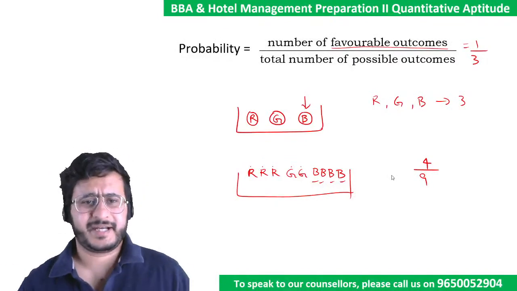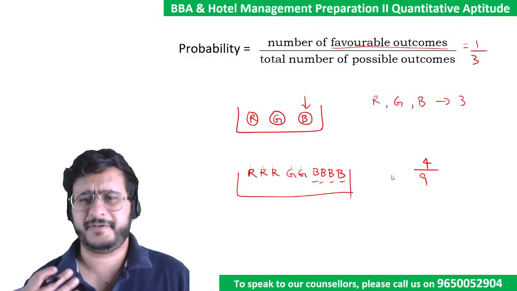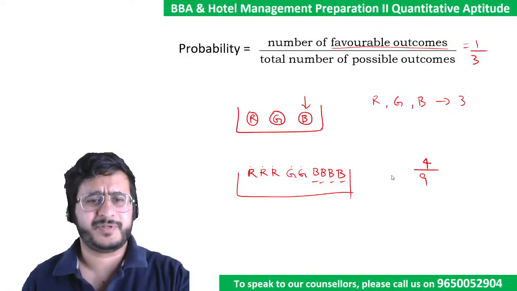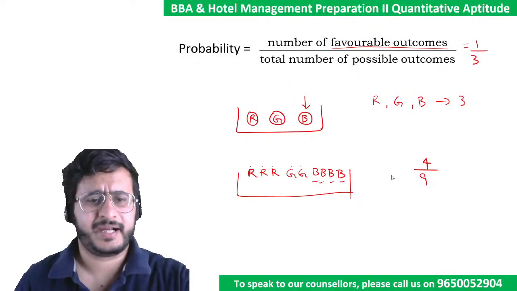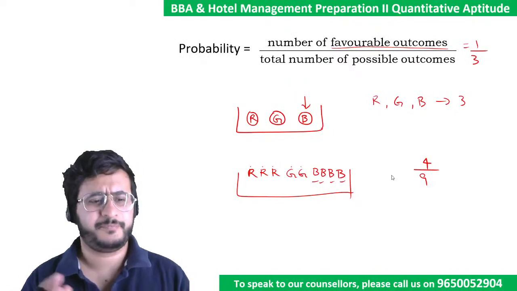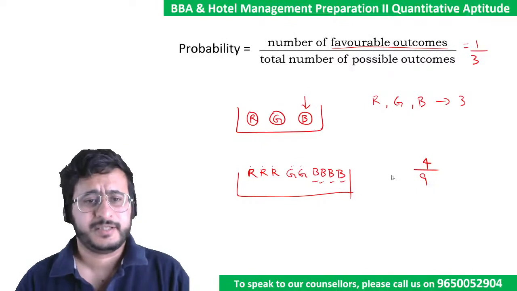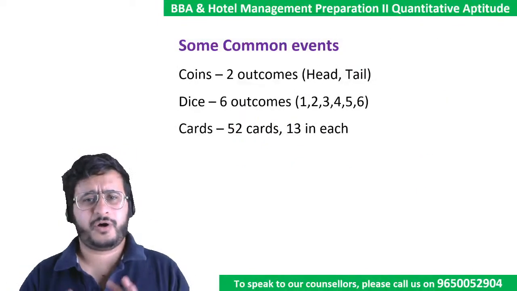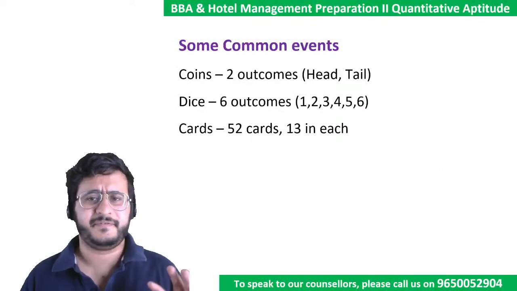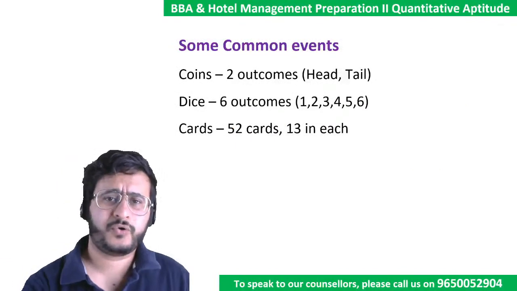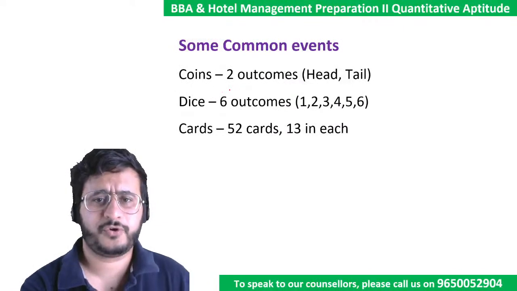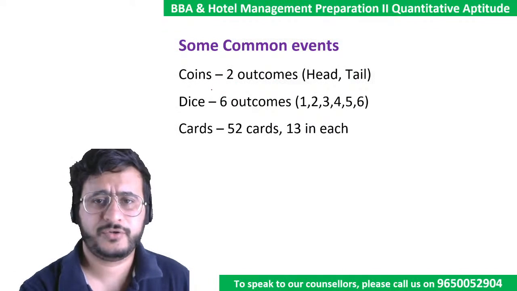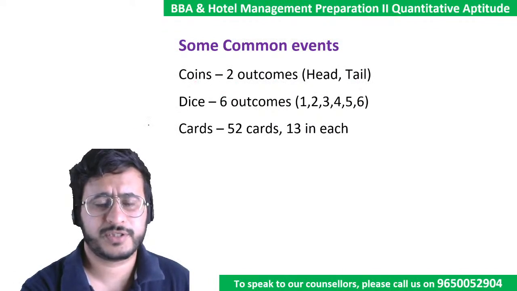Okay, so this is what probability is, right? So let's understand some very common events that are related to probability. I'm sure you have studied all these things, and this is going to give you a brush up of those facts that you studied in school. So a coin has two outcomes. If you toss a coin, you either get a head or a tail.